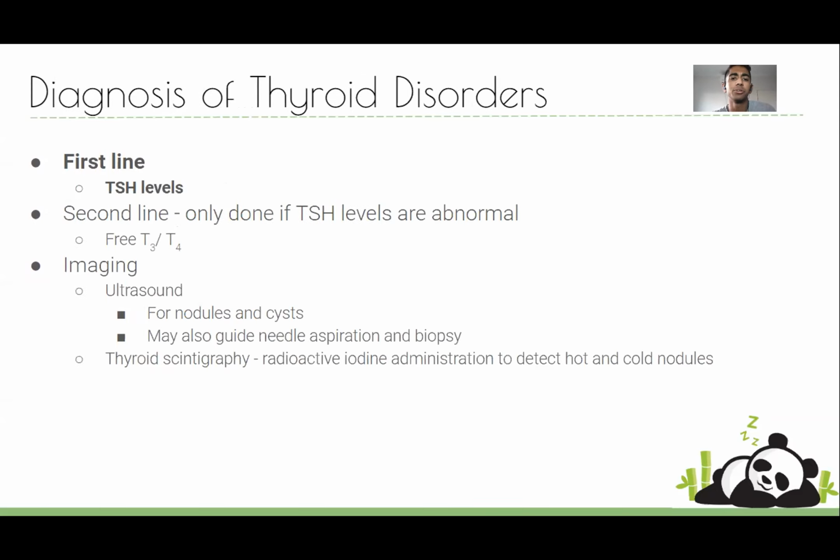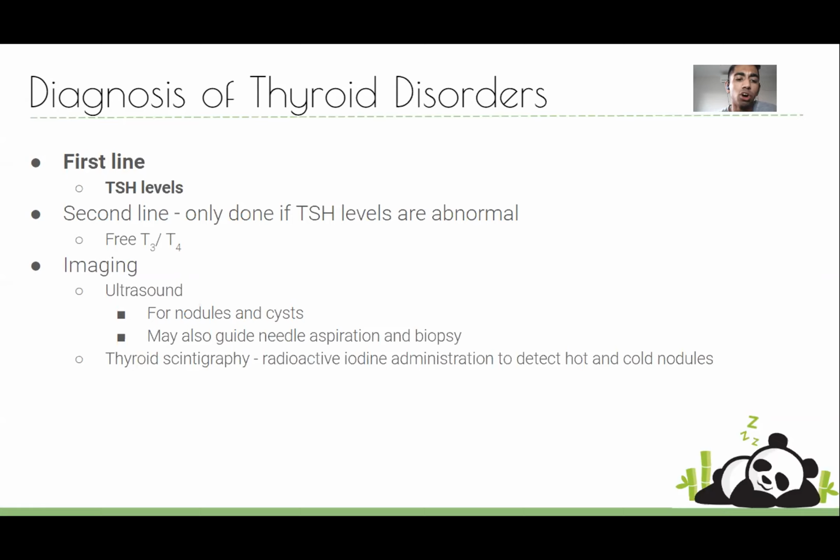Okay, so how do we diagnose our thyroid disorders? The first-line test is always our TSH. It's a lot cheaper and a lot more effective, with a high level of specificity and sensitivity for thyroid disorders. Only if their TSH levels are abnormal or deranged do we do our second-line T3 and T4 tests, because they are a little bit more expensive and they're not always as necessary.